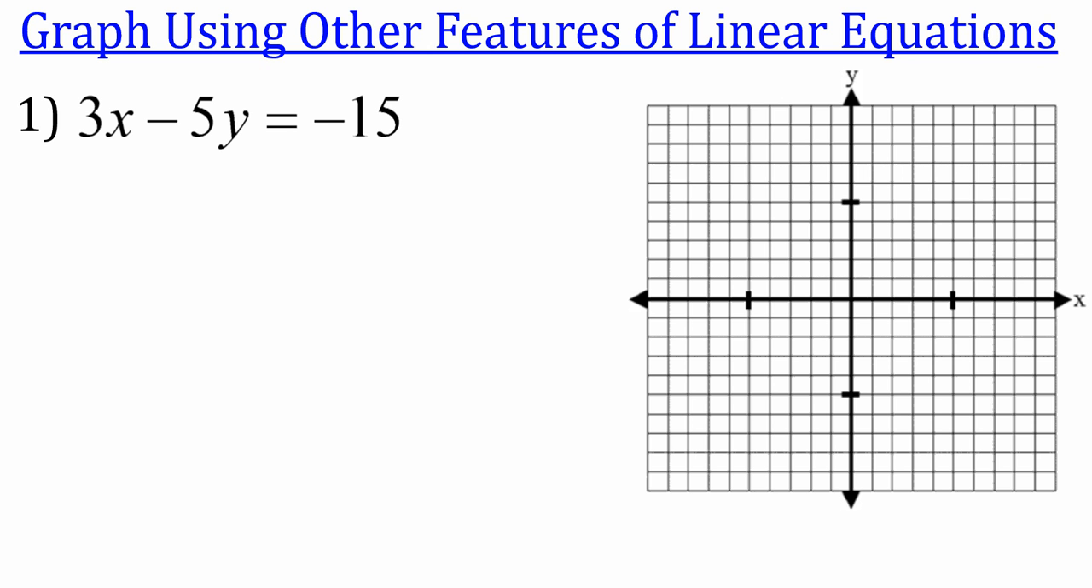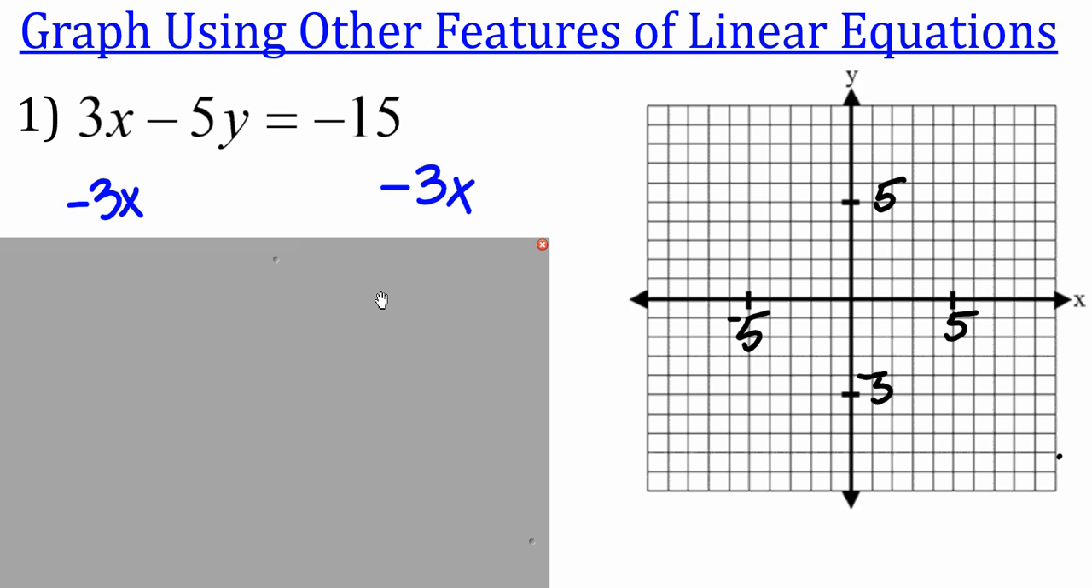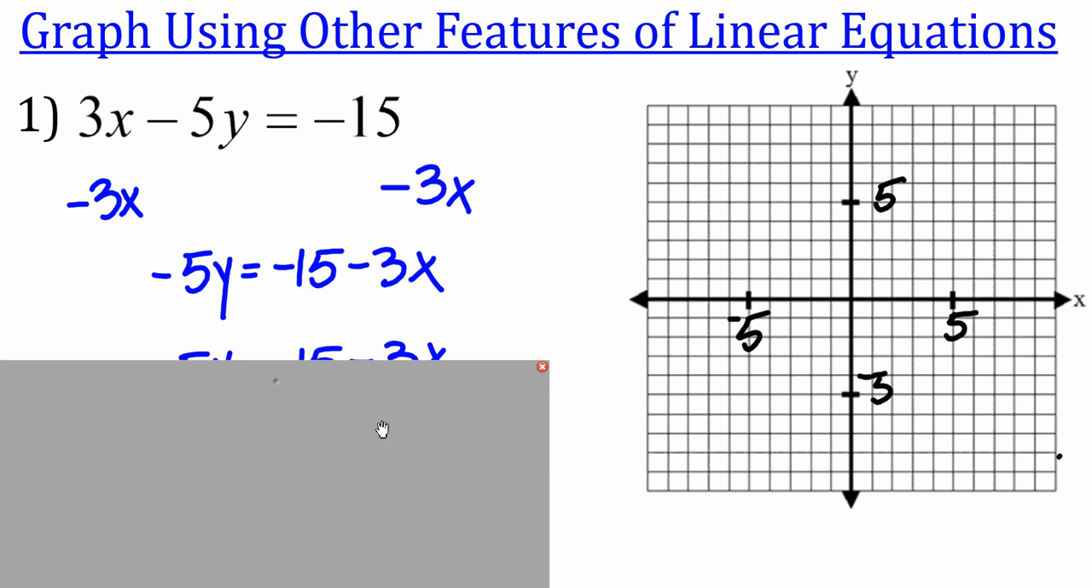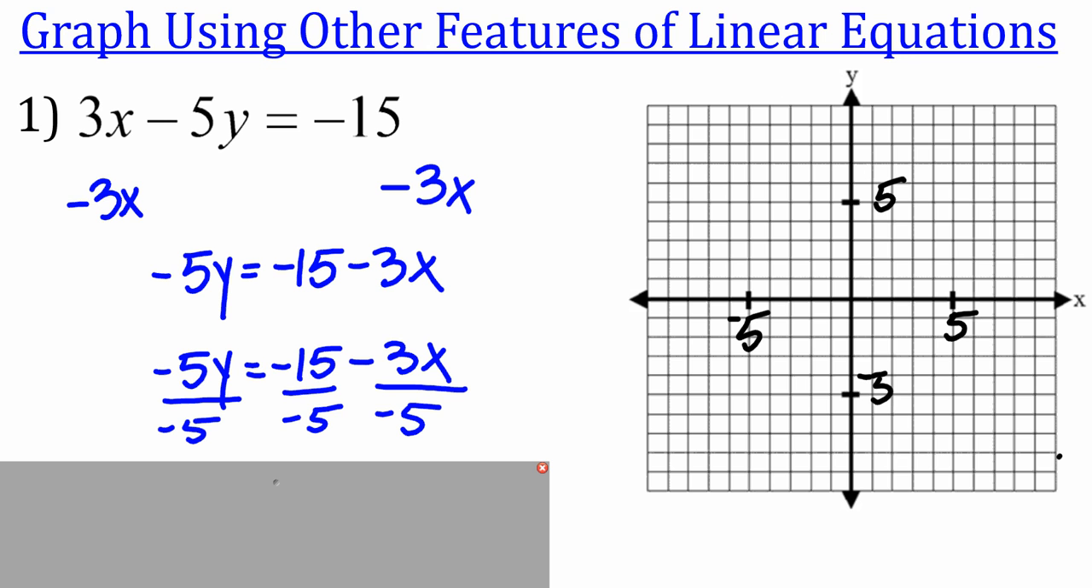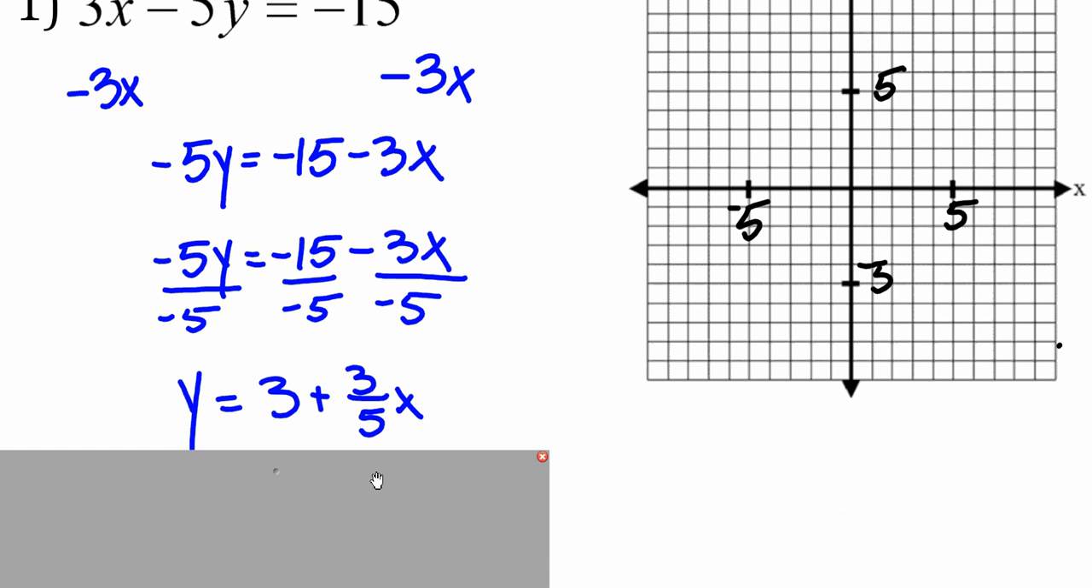So our first step to work on getting y alone would be subtracting 3x from each side of the equation. Therefore, negative 5y equals negative 15 minus 3x. Then we have to undo the multiplication of negative 5 by dividing every single term in the equation by negative 5. That would leave us with y equals 3 plus 3/5 x. Be careful, remember, a negative divided by a negative is a positive. That's why this is a positive 3, and that's why we have a positive 3/5 x.